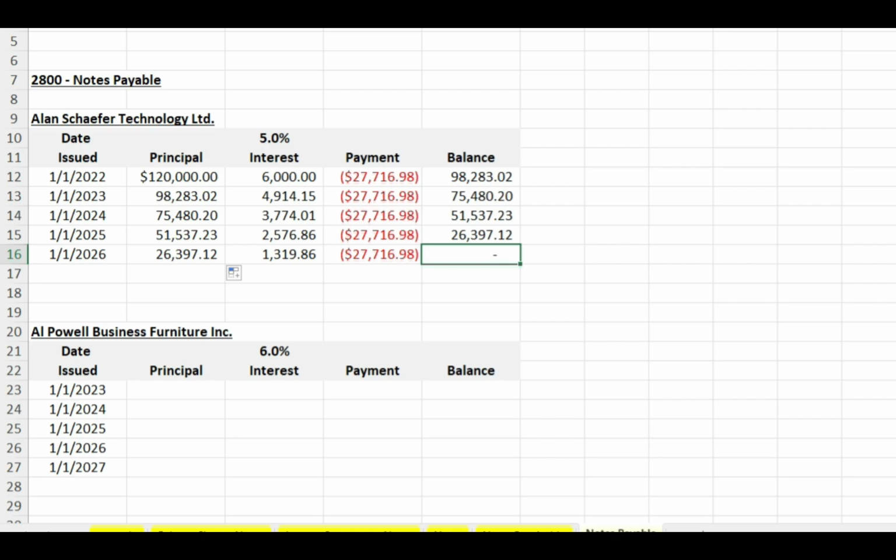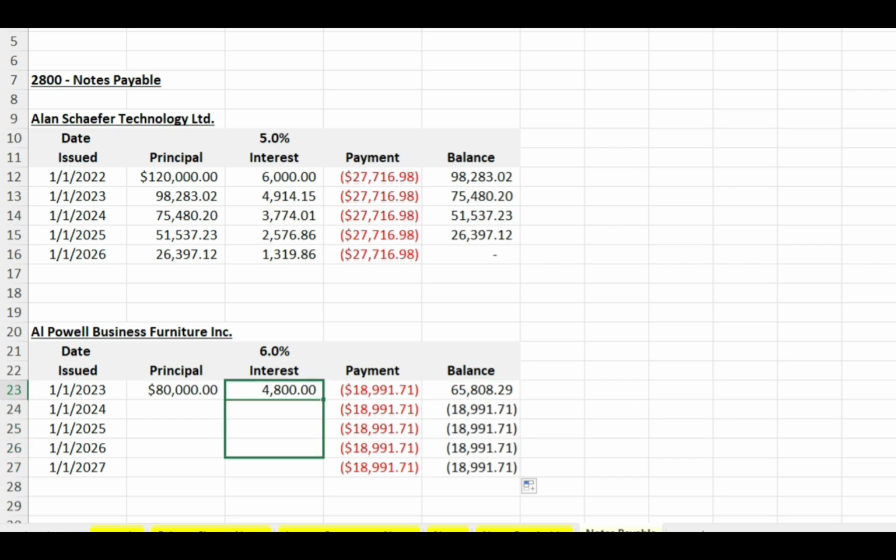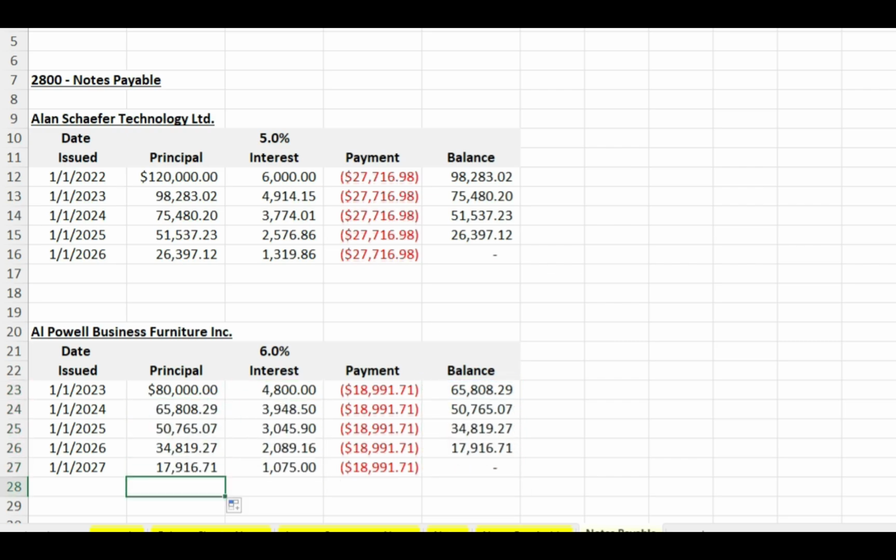So let's run through this Alpal Business Furniture Incorporated note as well. So $80,000, 6% interest. Throw in my dollar signs. Grab our payment. It's probably a better way to do that. I'm just being lazy here. Beautiful. Balance ends in a 0. That's what we want. We're expecting to pay both these notes payable off in full.